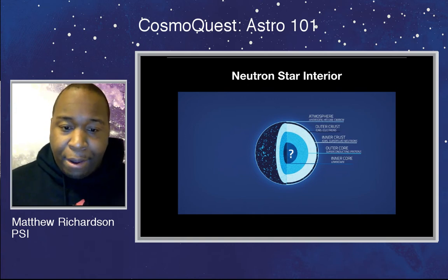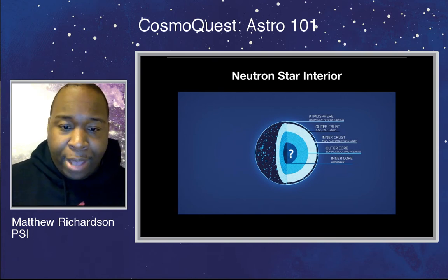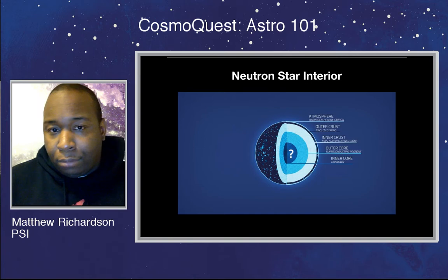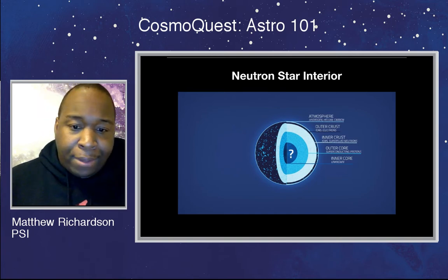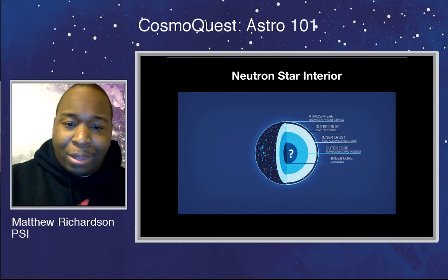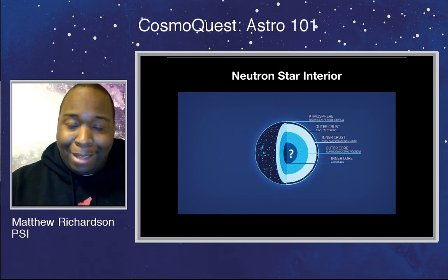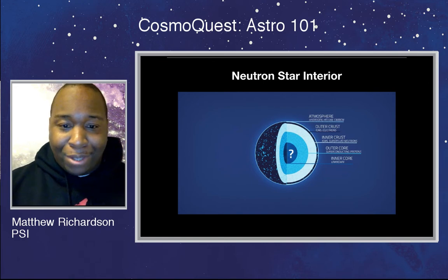And as we're seeing here, this is the interior structure of a neutron star, where it has an inner and outer core like most other stars that we've discussed in the past. But as you move out from there, you get to what's considered a crust for the star, and then finally an atmosphere. Now, one of the interesting things I learned about neutron stars is that their atmospheres are extremely thin. I mean, like an inch thick, which is insane to me for the atmosphere of a star.